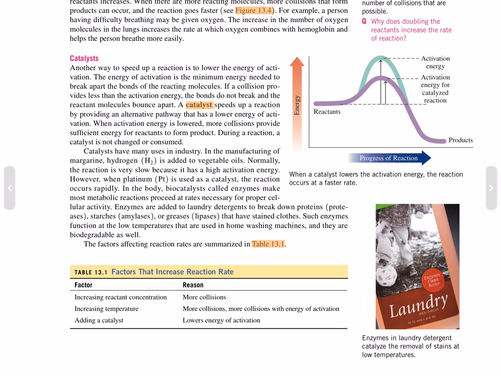Factors that increase reaction rates. Increasing reactant concentration, because of more collisions. Increasing temperature, because of more collisions and more collisions with the energy of activation. And adding a catalyst, because it lowers the energy of activation.